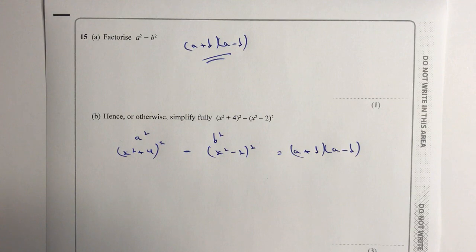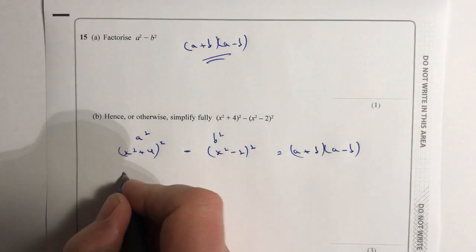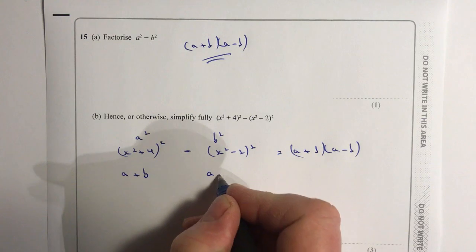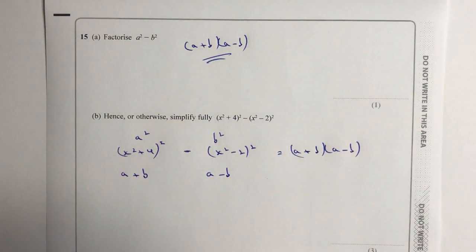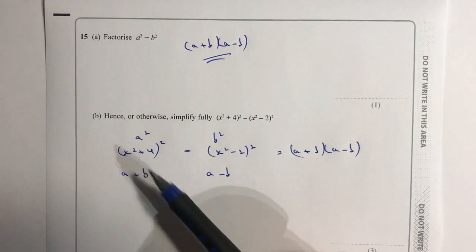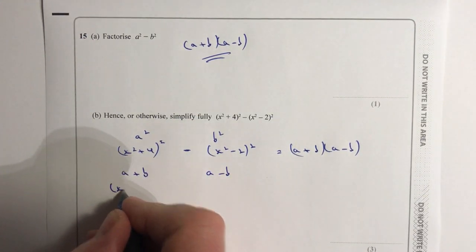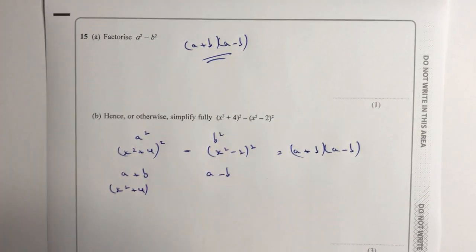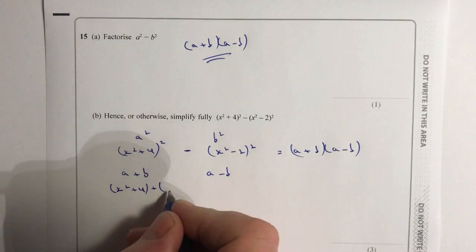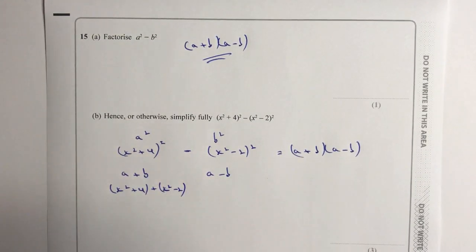Okay, so let's now see if we can work this out in a way that works for you. So I'm going to say that I've got 2 things I need to work out. I need to work out a plus b, and I need to work out a minus b. Okay, so the first thing is a plus b. Well, a is this one, and b is this one. Okay, so a is going to be x squared plus 4, and I'm going to add that to x squared minus 2.